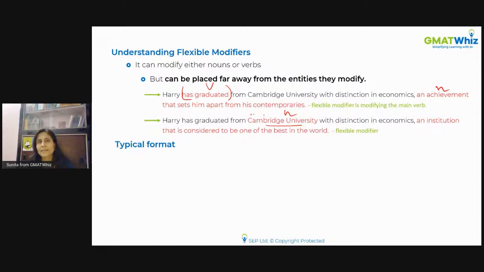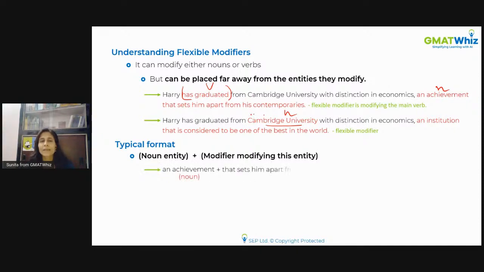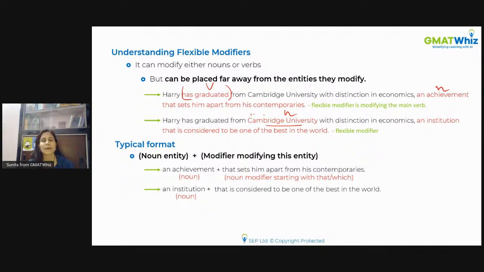What sets apart the flexible modifier is the typical format. What you have is a noun entity plus the modifier modifying this entity. So here we had an achievement as the noun, and then you have that sets him apart from his contemporaries as the noun modifier starting with that. It could start with which as well. Similarly, you have an institution, which is a noun modified by the noun modifier starting with that or which. So that's the typical format for flexible modifiers. And we teach you in detail about the flexible modifiers on our platform.